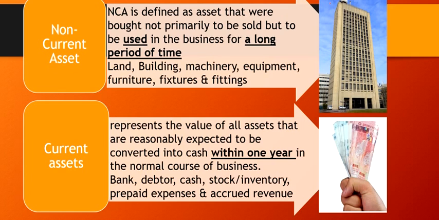Okay, so now let's go to the current asset. Current asset represent the value of all assets that are reasonably expected to be converted into cash within 1 year in the normal course of business. For example, bank, debtor, cash, stock or inventory, prepaid expenses and accrued revenue. Okay, you akan tahu contoh-contoh non-current asset and current asset. Sebab, because in the final exam, you all kena classify. Jadi minta korang classifykan lah. Ni current asset ke, non-current asset ke.